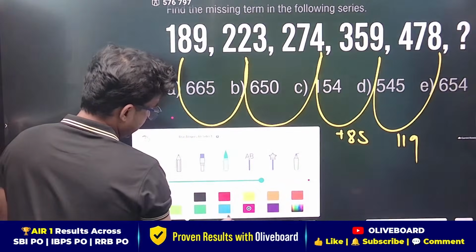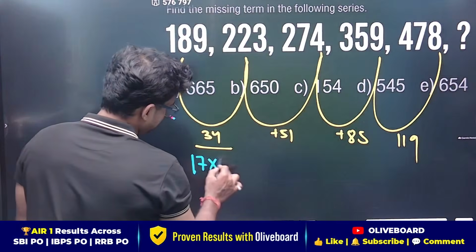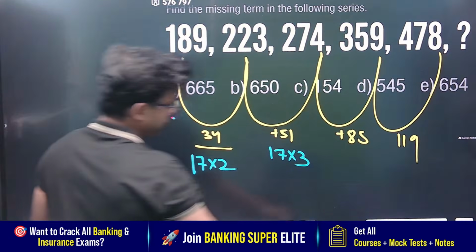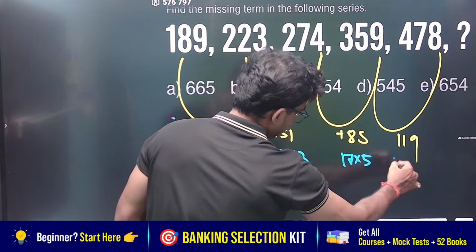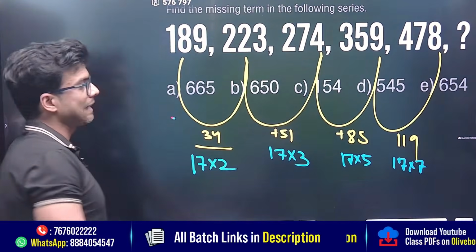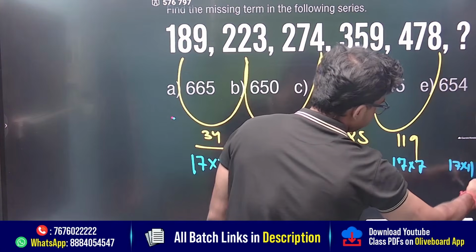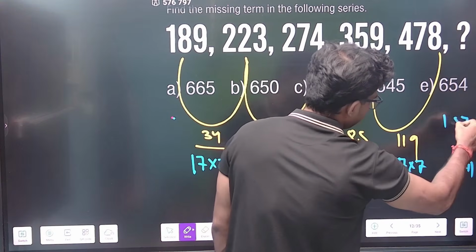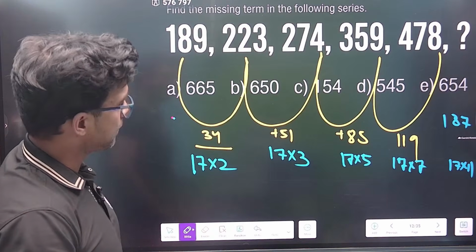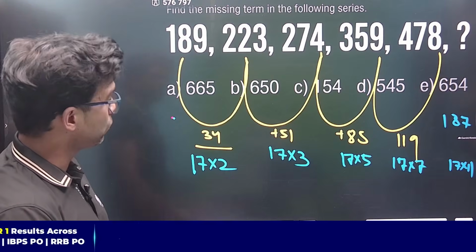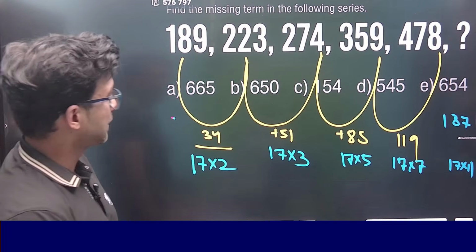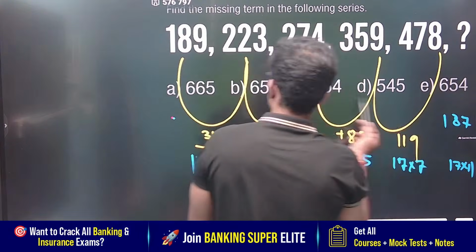This is, guys, nothing but, you know what? 17 into 2. 17 into 3. Am I right? 2 and 3. Then 17 into 5. Then this is 17 into 7. Am I right? We have 2, 3, 5, 7. Next would be 11. This is 17 into 11, which is 187. Is it right? So you need to add 187 to 478, and this will give you 5 at the last, and we have 2 5. So what should be the correct answer? It would be 65 at the last, and 65 is at option number A.